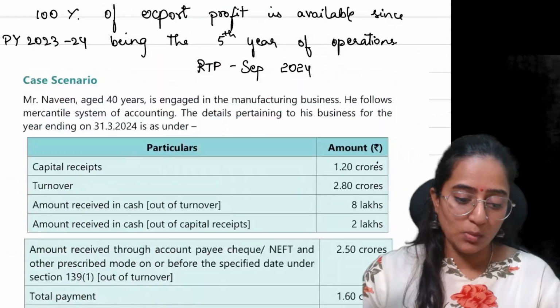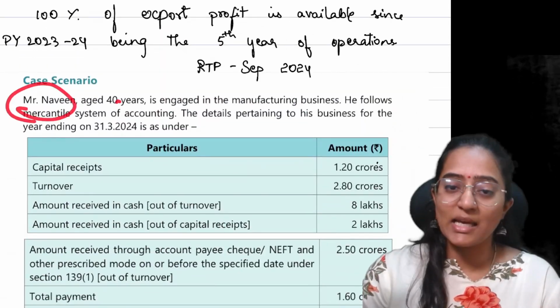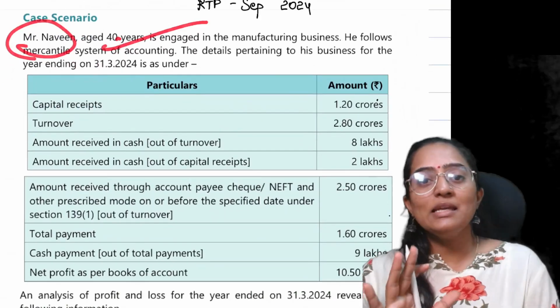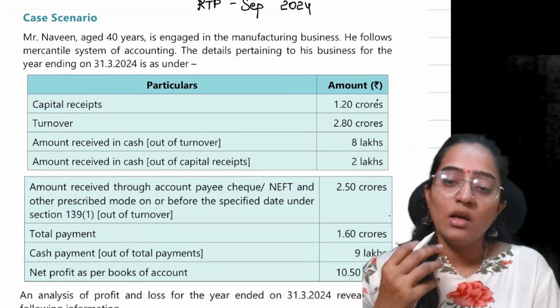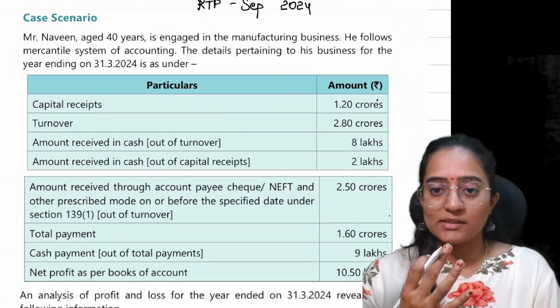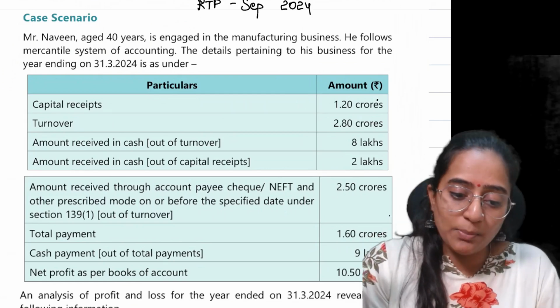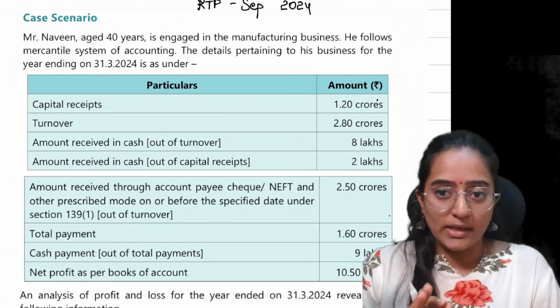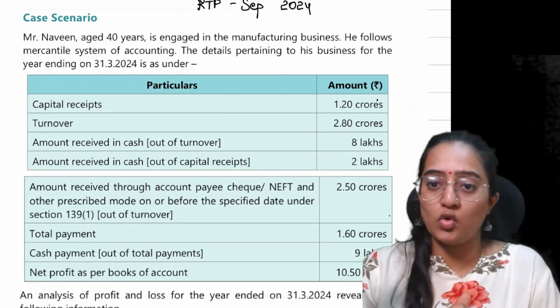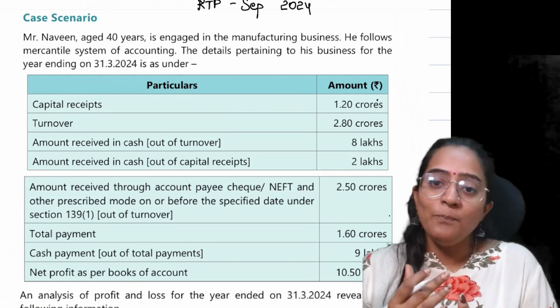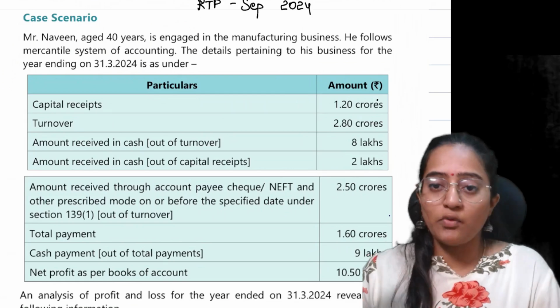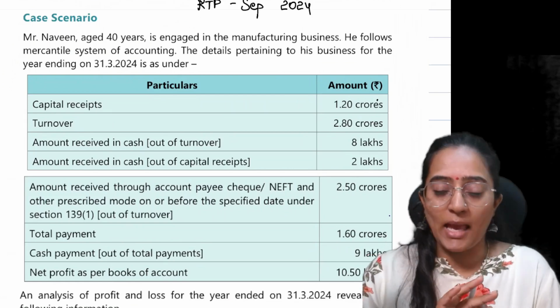The point is very simple. They're asking whether this person, Mr. Naveen, who is doing the business and is aged 40 years, is eligible for presumptive taxation under Section 44AD. Tell me the basic provisions under Section 44AD. Recall: Section 44AD states, if your turnover is up to 2 crore rupees, then Section 44AD can be applicable.